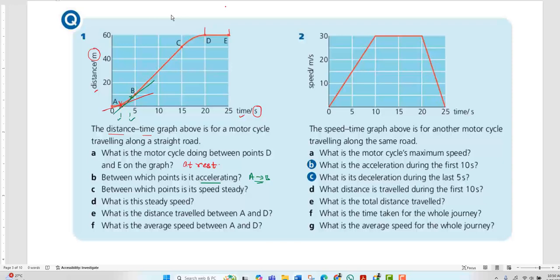Between which points is its speed steady? B to C, as the gradient is the same. The gradient is constant from B to C. What does steady speed mean?